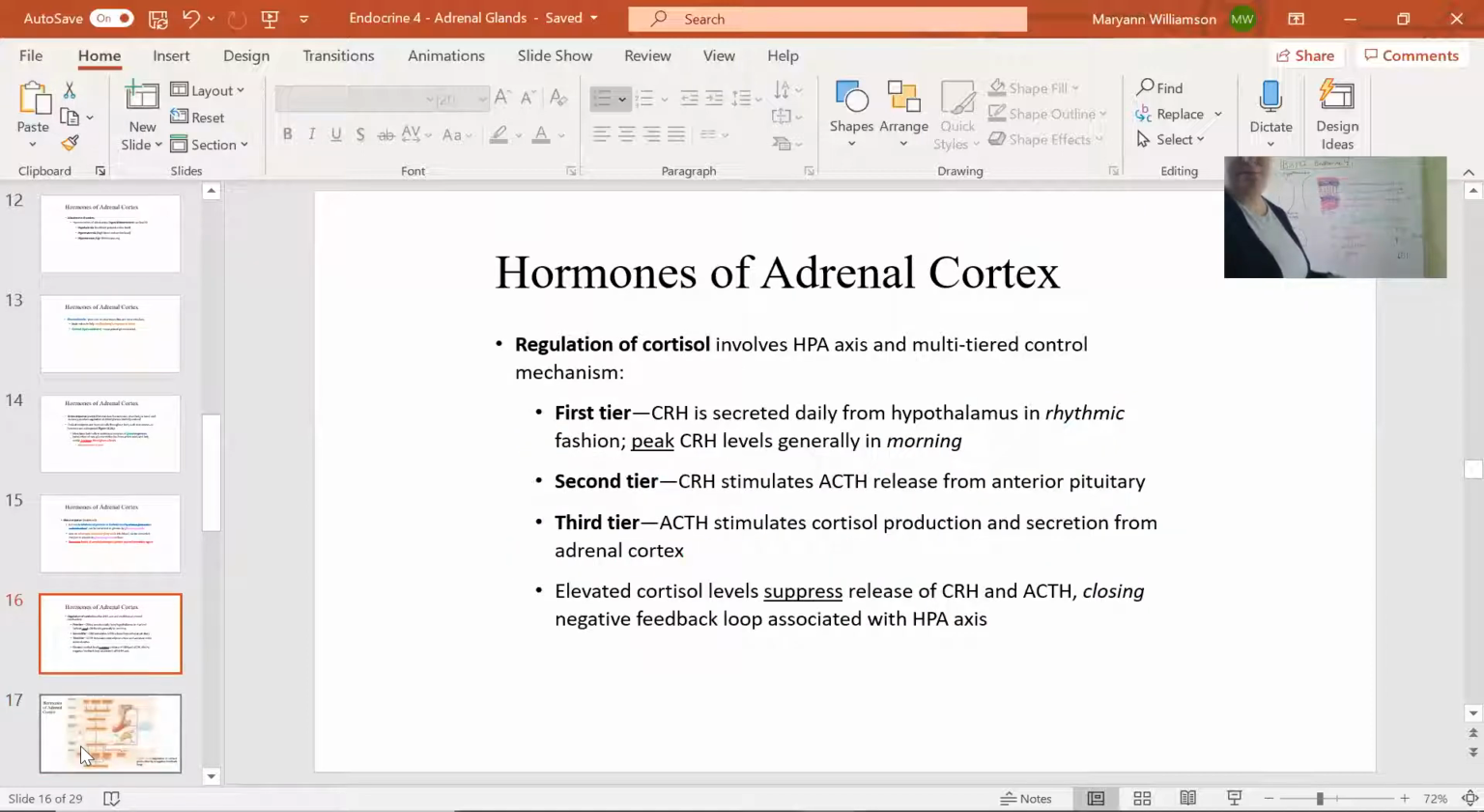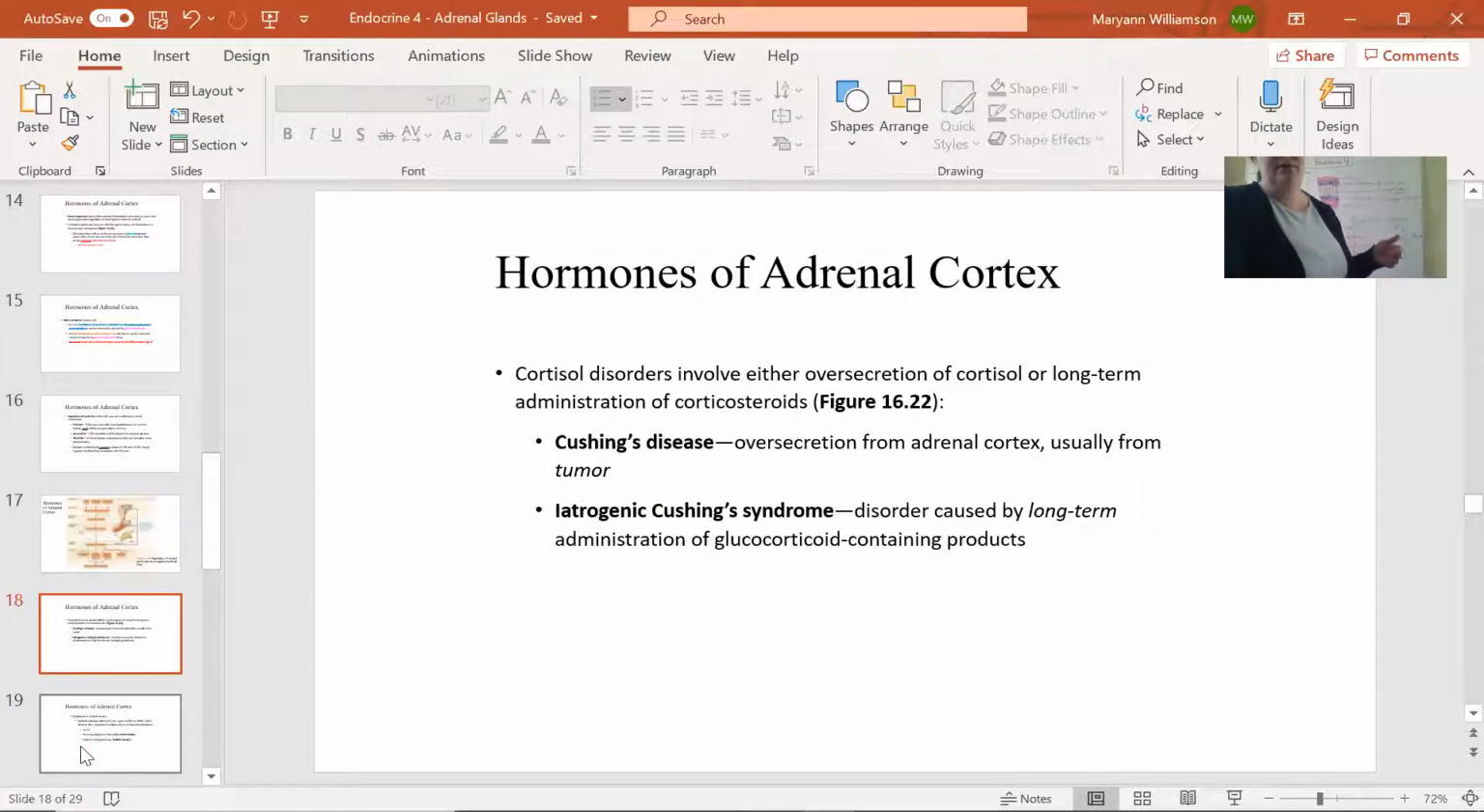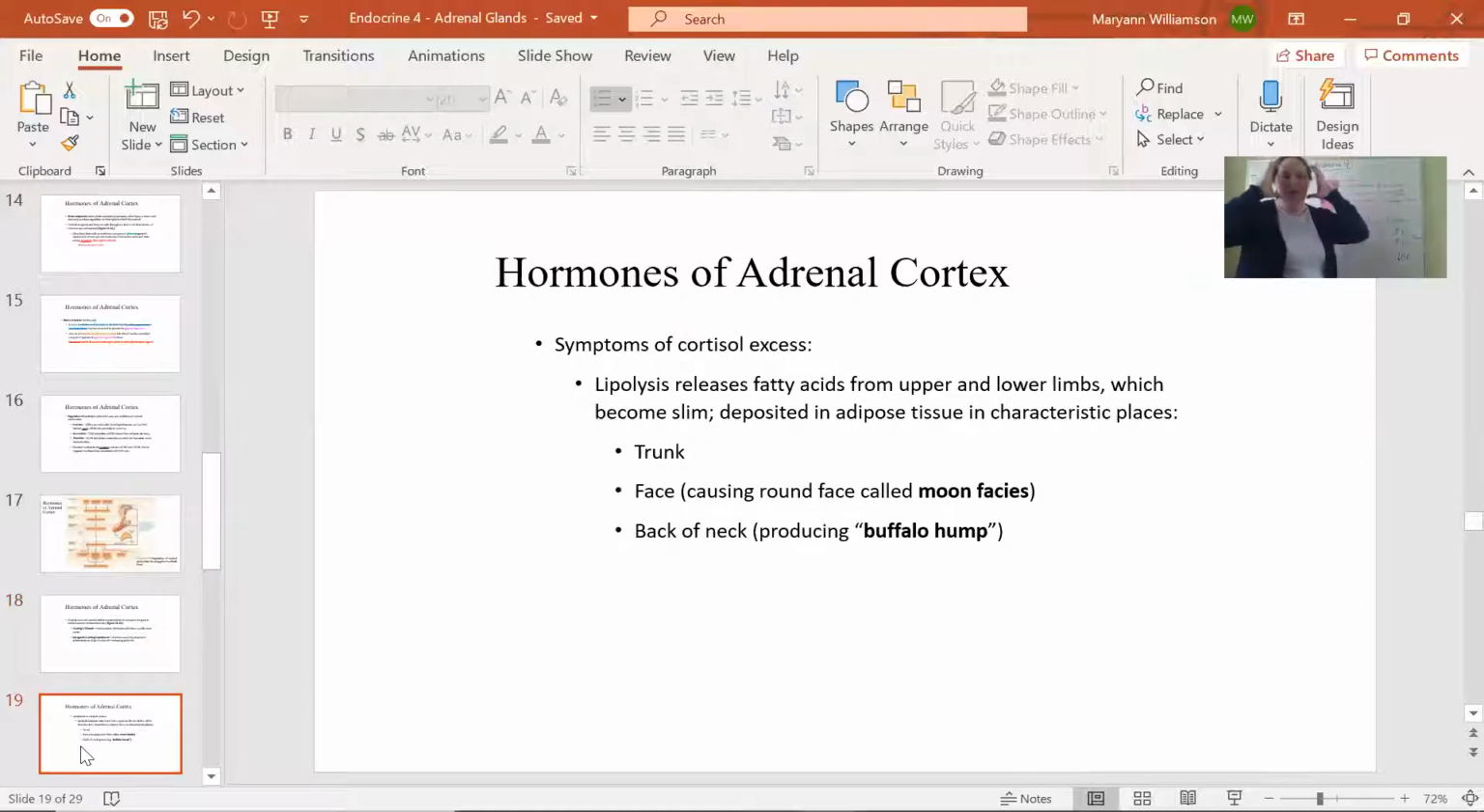So we talked about the control already, and how we have this negative feedback loop. So here's something interesting. What if you have too much cortisol? You would have Cushing's disease. Or what if you're taking cortisol? Well, iatrogenic Cushing's disease would be from needing to take it, say, to lower the immune response to something. And what does this cause? Moon face, a rounded face, and a buffalo hump on the back of the neck.